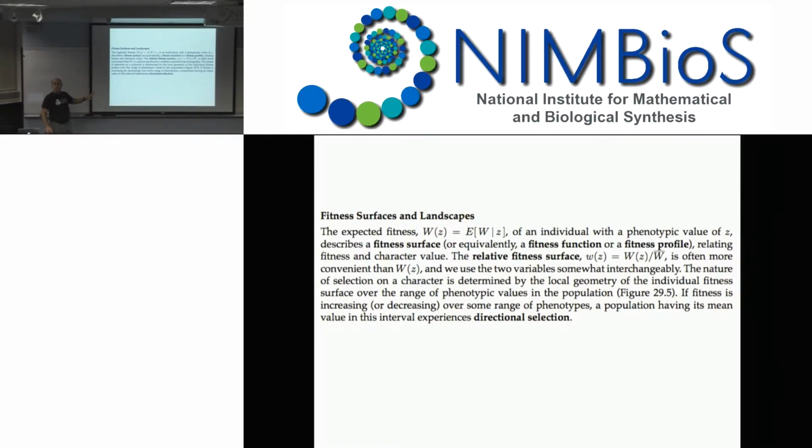So given that concern, how can we start to describe fitnesses? We can talk about the expected fitness. W(z) is simply, I take all individuals with a certain phenotypic value and I look at their expected value. That generates a curve, right? If I do a plot of W(z) versus z, it could be a line, it could be a hump, could be some complicated structure. We call that a fitness surface or a fitness function or a fitness profile. We can also talk about the relative fitness surface, which is simply that same curve standardized, divided by W bar.